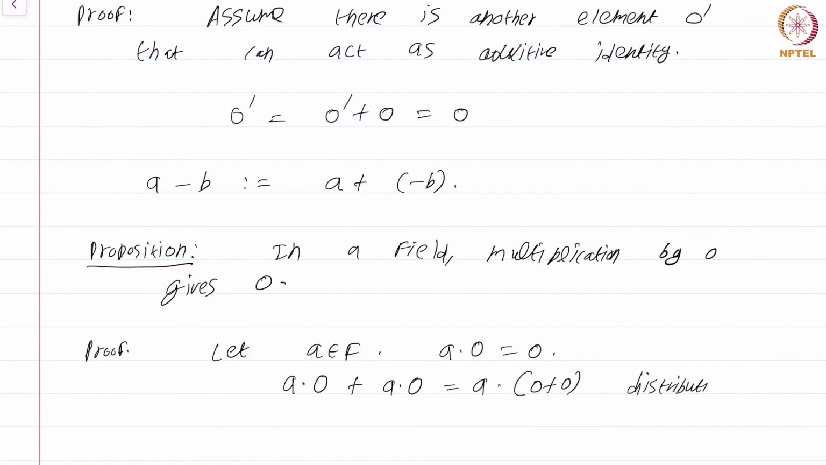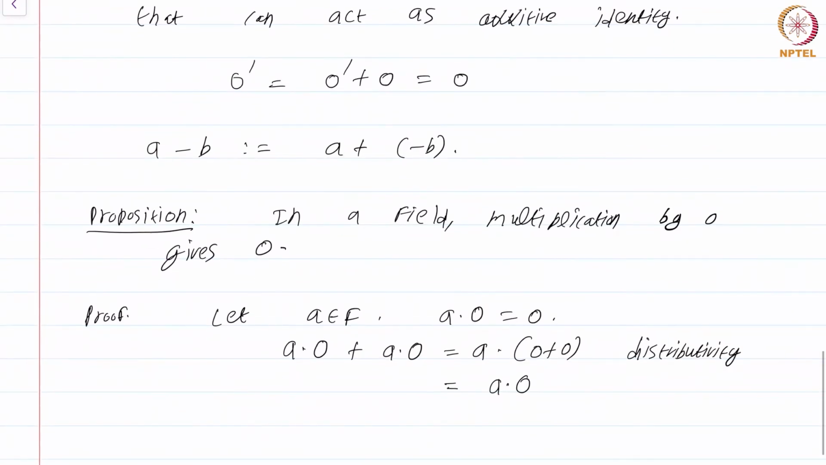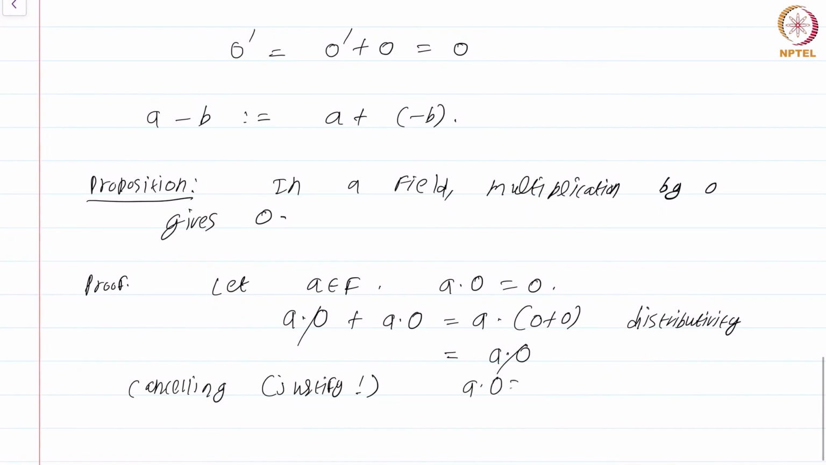Okay. I want to show that a dot 0 is 0. So the aim is to show that a dot 0 acts as an additive identity. That's the idea here. So a dot 0 plus a dot 0 is a dot 0 plus 0, which is in fact a dot 0. Okay. Now I can just cancel a dot 0 from both sides. Cancelling, and I'm going to leave it to you to justify why this cancellation is allowed in a field. Okay. Then we have a dot 0 equal to 0.